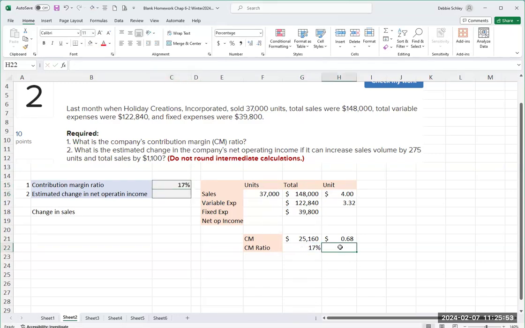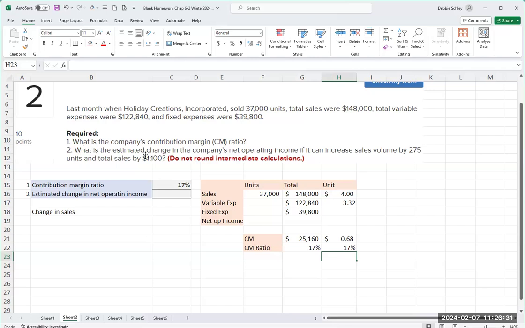Now I just want to show you, if I only have per unit information, I can still get to the same ratio. I still just take the part, the contribution margin per unit, divided by the sales price per unit for the whole. And I get that same 17%. So either way, if you're doing the total contribution margin, divide it by total sales. If you're doing per unit contribution margin, divide it by the sales price per unit. And that will give you the contribution margin ratio.